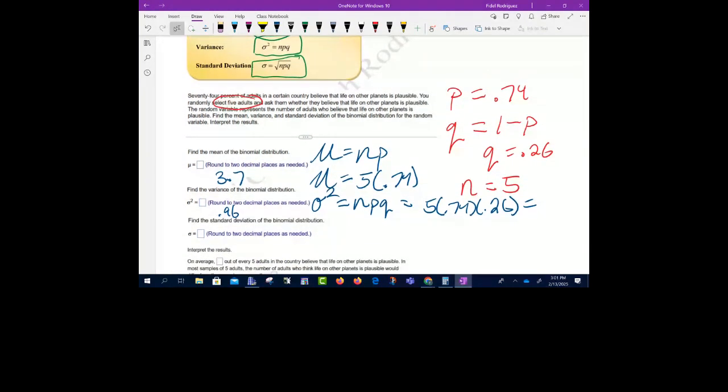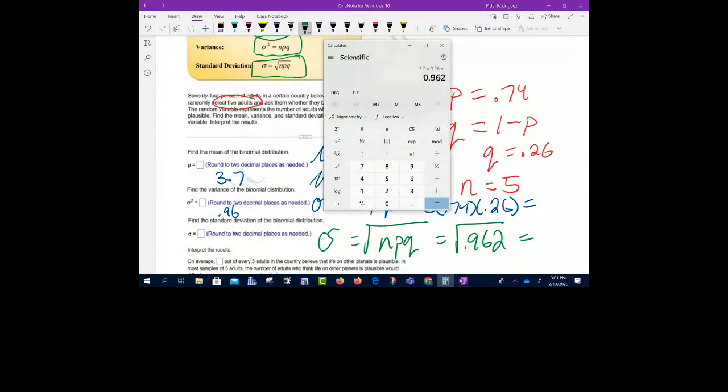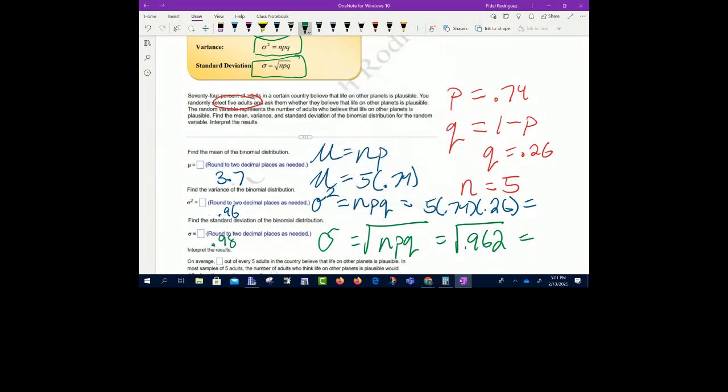Now, they are asking us to find our standard deviation. The way we're going to find our standard deviation is we're going to take the square root of the answer that we just got, which was the square root of 0.962. So square root. And we are asked to go to 2 decimal places again. I'm coming up with 0.98, rounding to 2 decimal places.